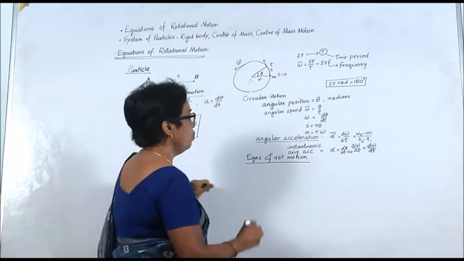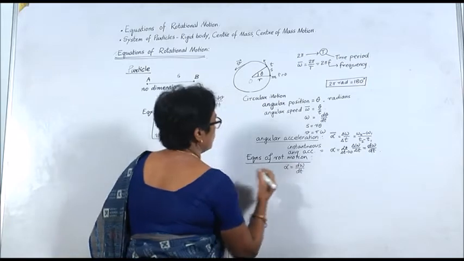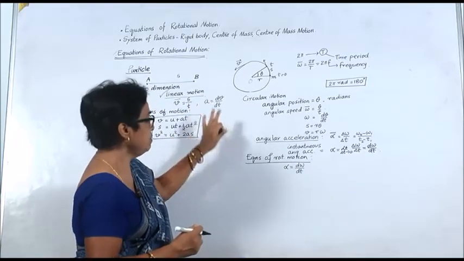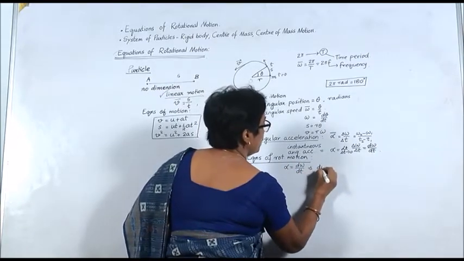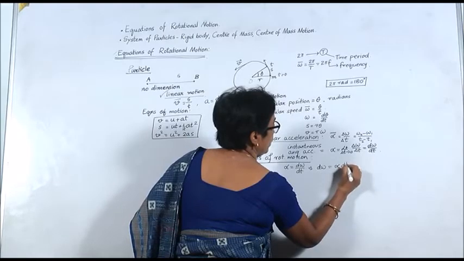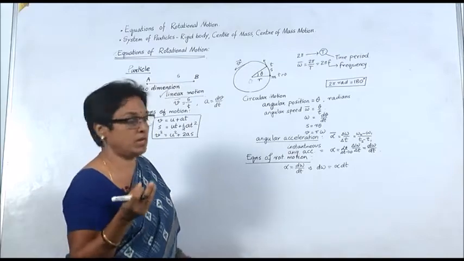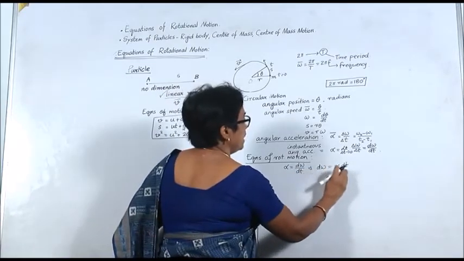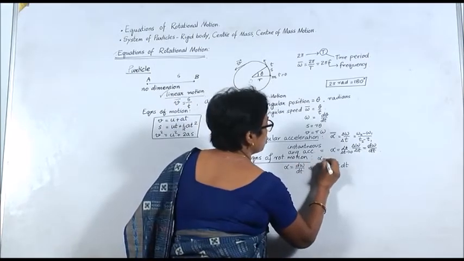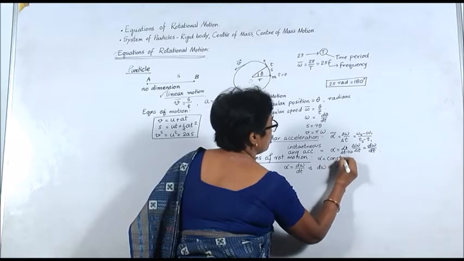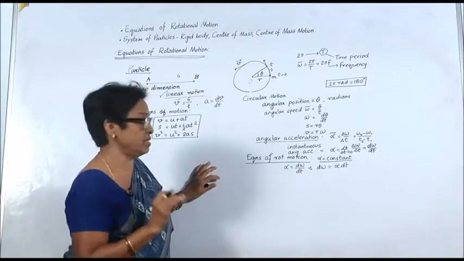Similarly, in this case, we take alpha equals d omega by dt. Compare the equations: here a equals dv by dt, here alpha equals d omega by dt. So, this gives me d omega equals alpha times dt, where omega is angular speed. Now, I presume alpha is constant, that means the angular acceleration is not changing, the value of alpha remains constant with time.